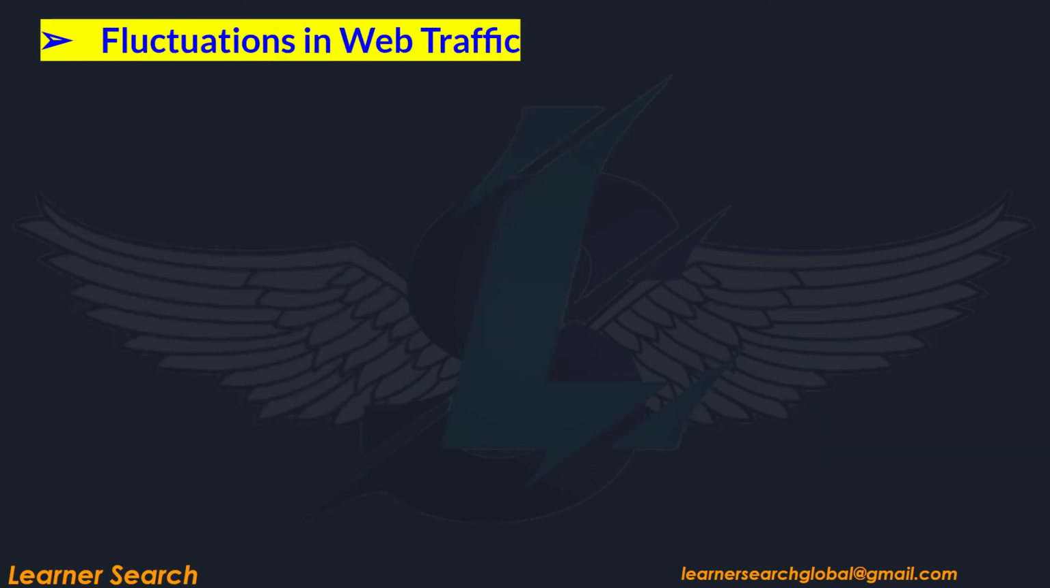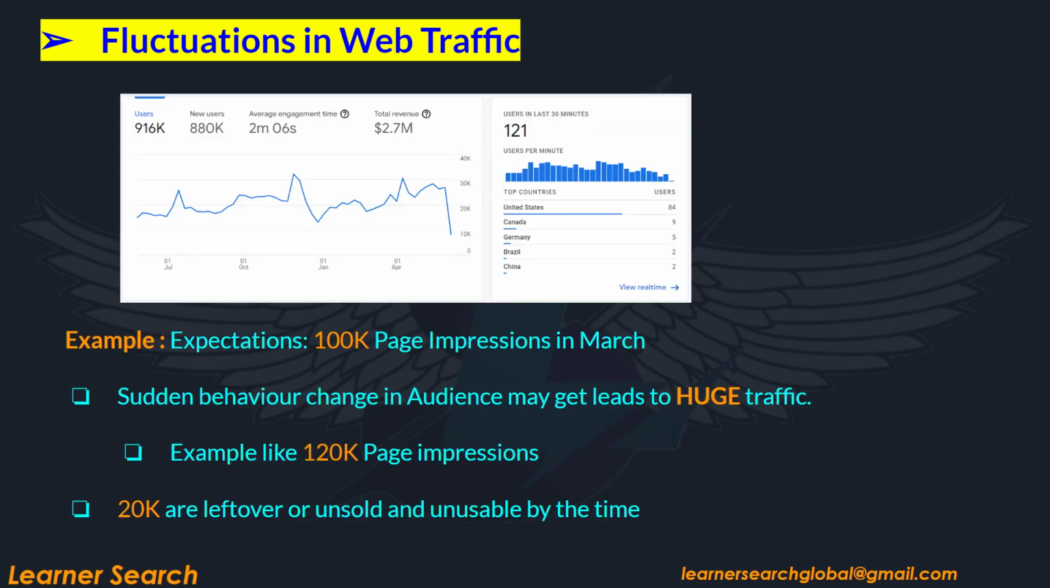The next reason is fluctuations in web traffic. At any point of time, website traffic fluctuates. Let's assume as a publisher, you might be expecting 100k ad impressions during the month of March, but something happened in your industry which means there is more search traffic for your key terms and you are suddenly on track to get 120k ad impressions for the same month. These 20k ad impressions were unsold, left over and unusable by the time. And this suddenly becomes usable for other purposes. Now this is the reason for unsold or remnant inventory.